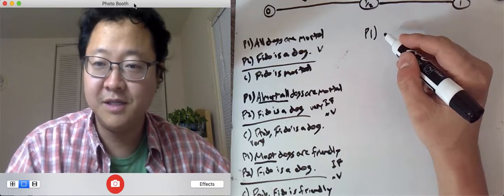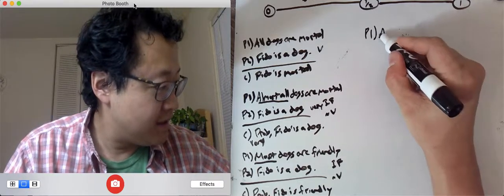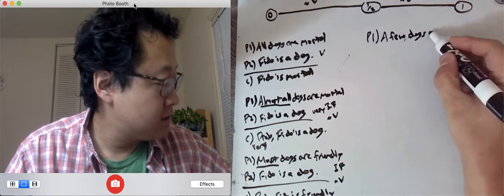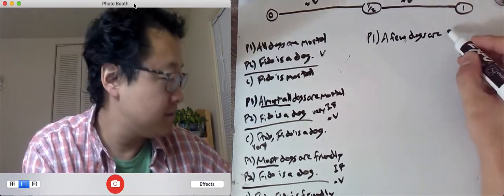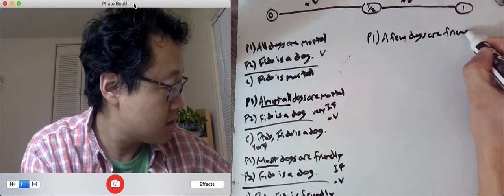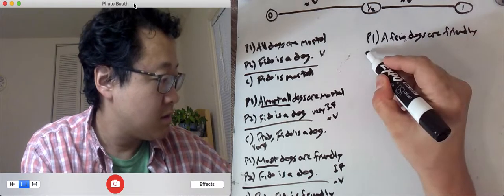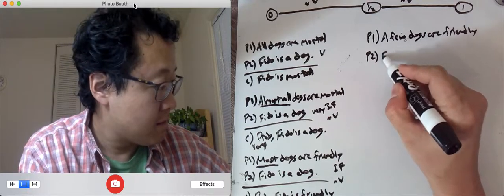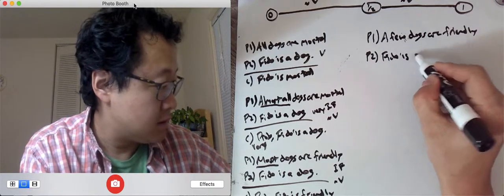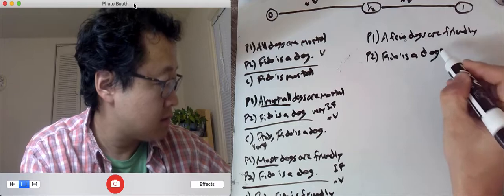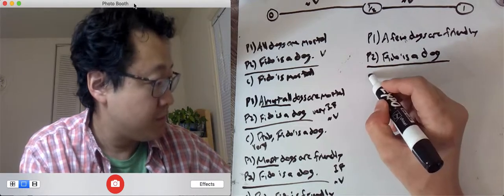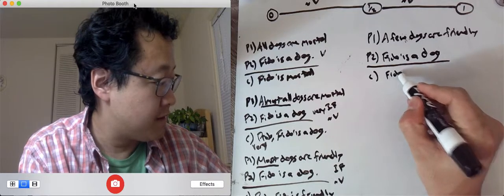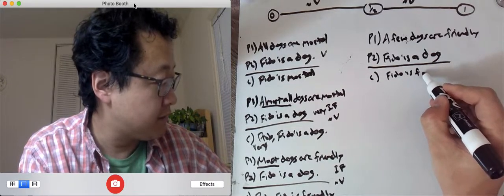So this one's going to say, premise 1, a few dogs are friendly. Premise 2, Fido is a dog. We conclude, Fido is friendly.